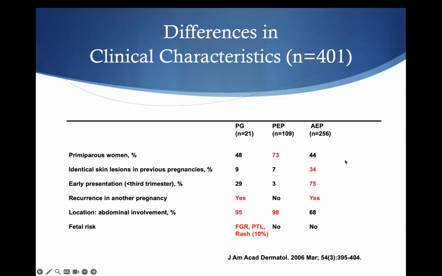The polymorphic eruption, by comparison, is overwhelmingly limited to primigravid patients. It also almost always starts on the abdomen in a periumbilical location. And then the atopic dermatitis can definitely occur in multiple pregnancies and typically shows up much earlier in pregnancy than the other two, but definitely can be seen in more than one pregnancy.